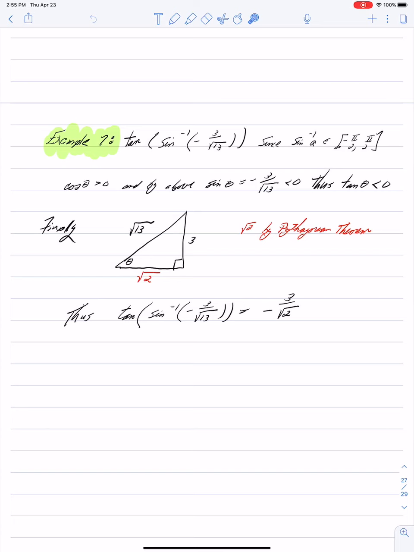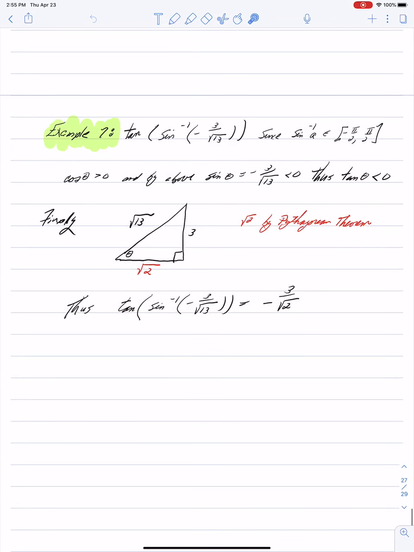Let's look at the final example. Suppose I want the tangent of the arc sine of minus 3 over the square root of 13. All right, well, my angle, since it's the arc sine, is going to have to lie between where and where? Minus pi halves and pi halves again. But between minus pi halves and pi halves, the cosine is automatically positive.